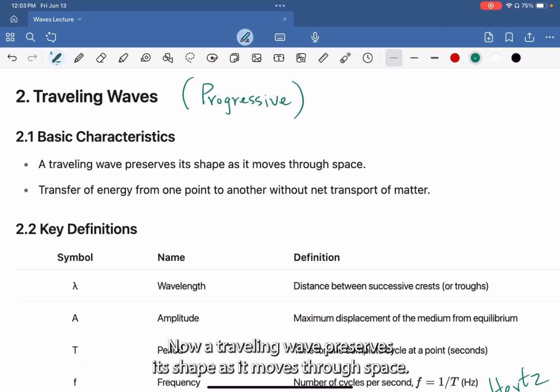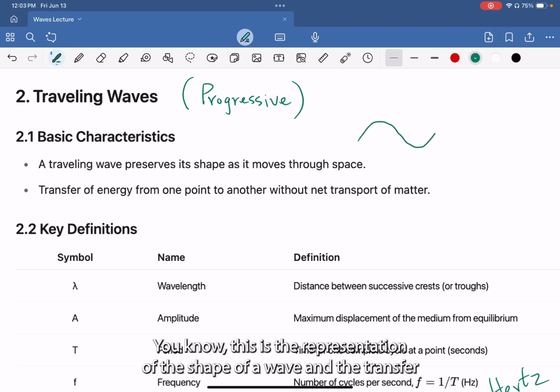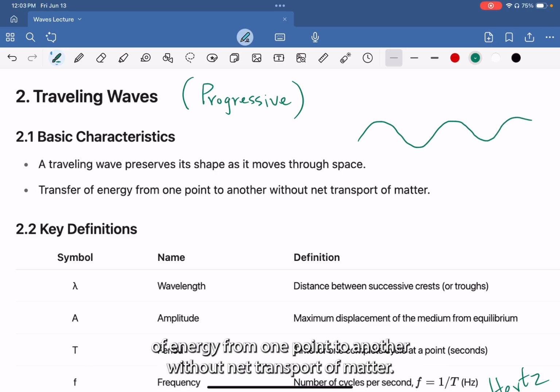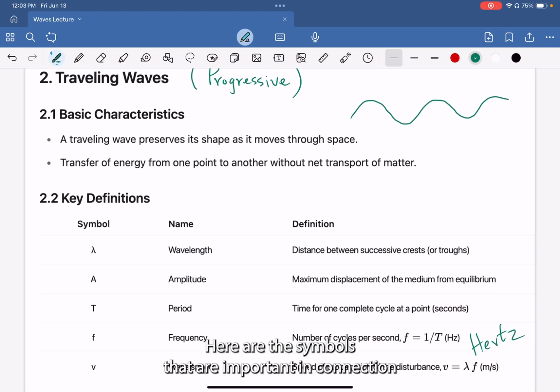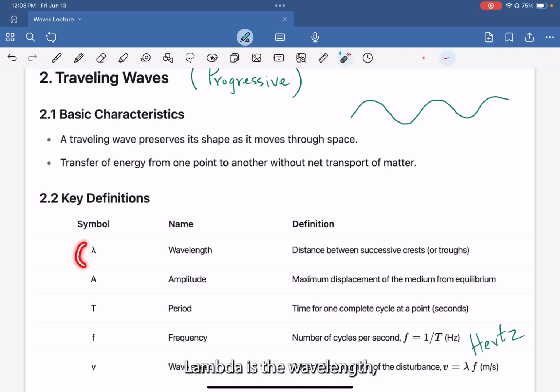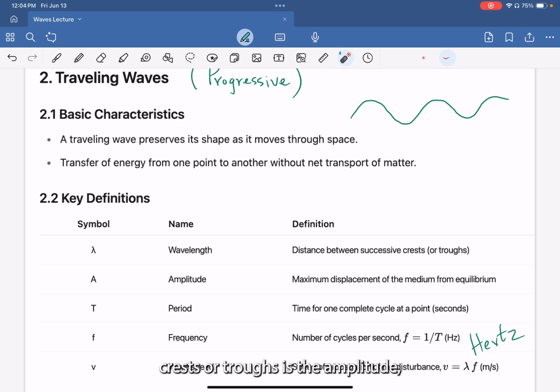Now, a traveling wave preserves its shape as it moves through space. So that's where we draw this, this is the representation of the shape of a wave, and it transfers energy from one point to another without net transport of matter. Here are the symbols that are important in connection with a wave. Lambda is the wavelength, which is, I've already told you, distance between successive crests or troughs. A is the amplitude, which is the maximum displacement from the equilibrium.